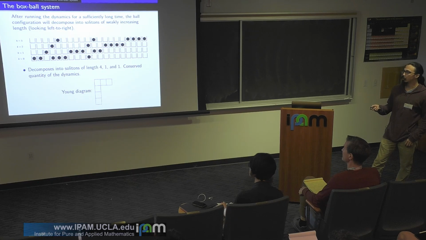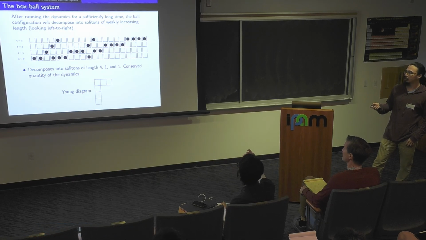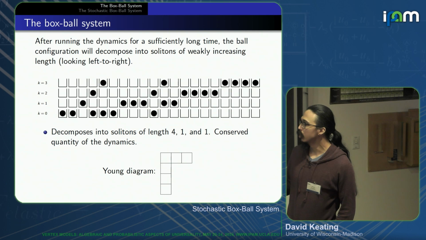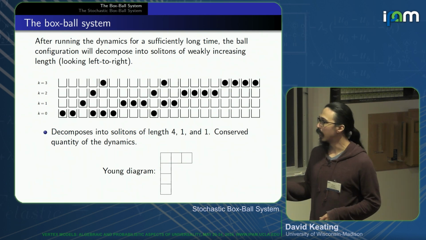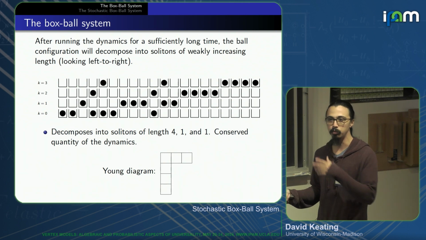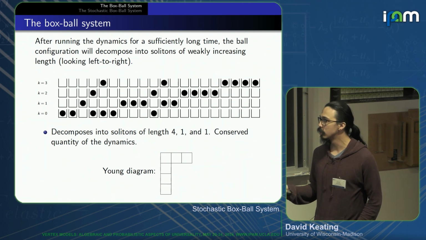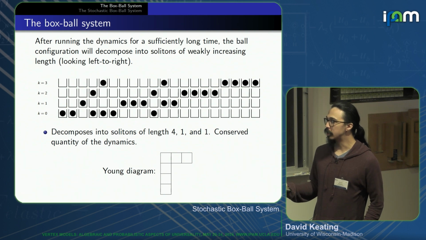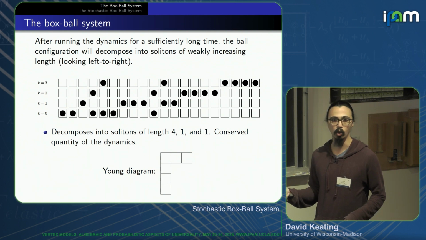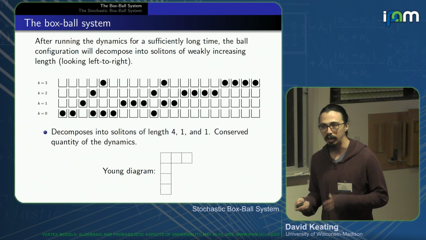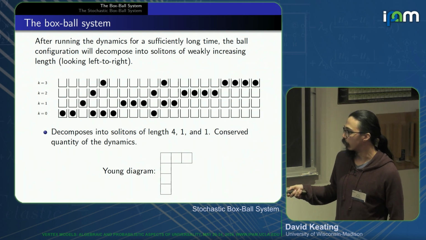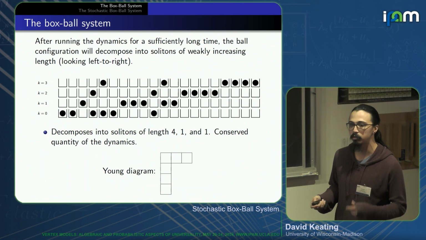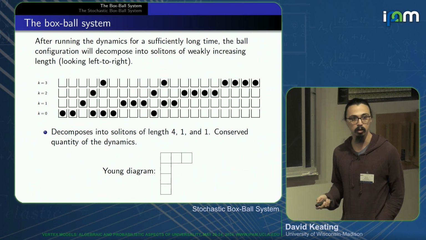So for our example, if we run it for a few more steps, we'll end up with 2 1-solitons, which will just move at speed 1 for the rest of time, and then this 4-soliton at the front, which will move at speed 4 for the rest of the time. So this initial configuration decomposes into solitons of length 4, 1, and 1. And usually people encode this information in a Young diagram, where the first column is the length of the longest soliton, then the second column is the length of the second longest soliton, and so on.